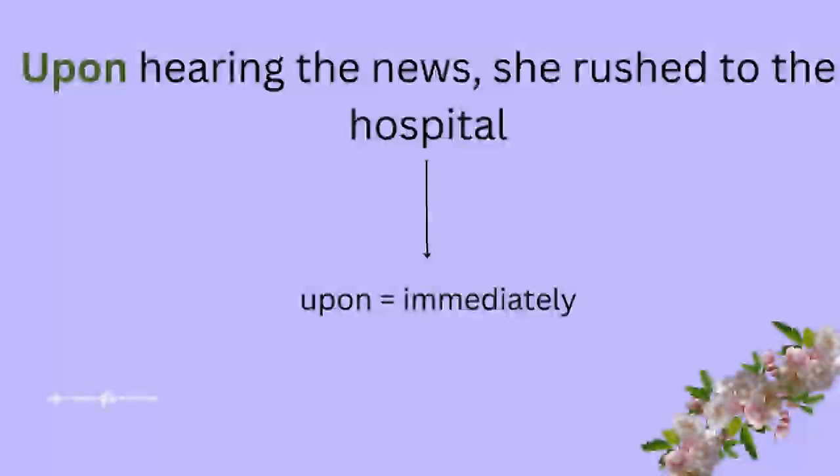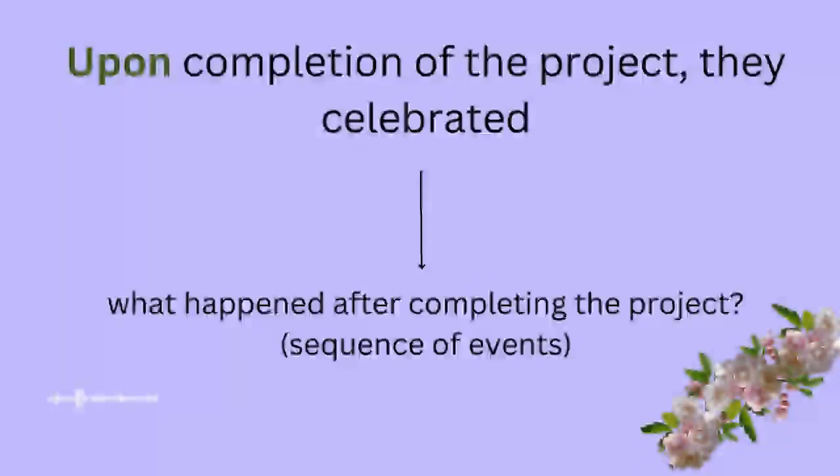Let's have a look at another example. Upon completion of the project, they celebrated. What does that mean? It means that they celebrated after the completion of the project. It's like once they completed the project, they decided to celebrate. So here we are speaking about sequence of events, that means what happened next. They started with the project and then completed it, and after that they decided to celebrate the achievement. And in this case we can use "upon completion of the project".